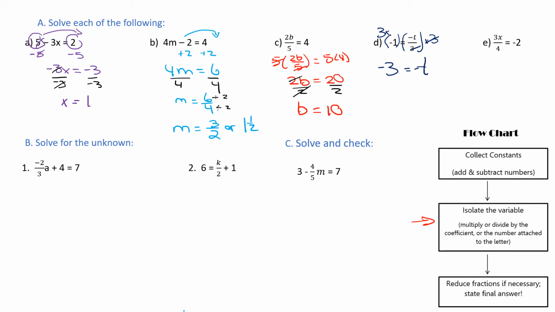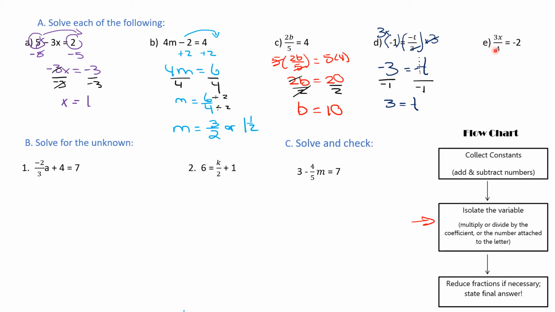Now how do I get rid of a negative in front of a t? Basically what that is, that's an invisible -1 there. So I'm going to divide both sides by -1 to isolate it, and to get 3 equals t.